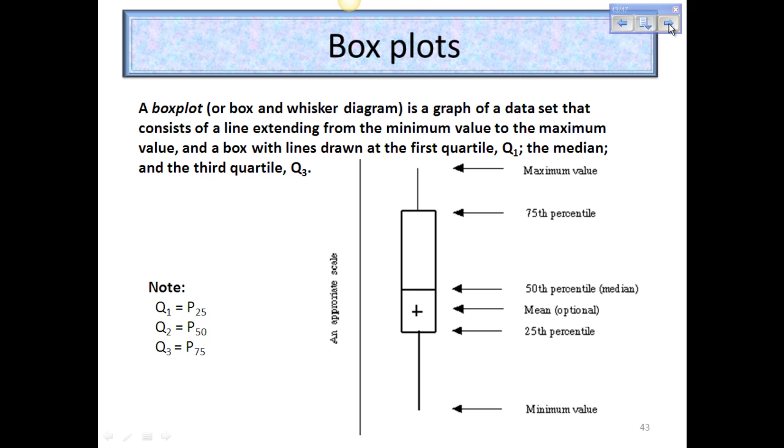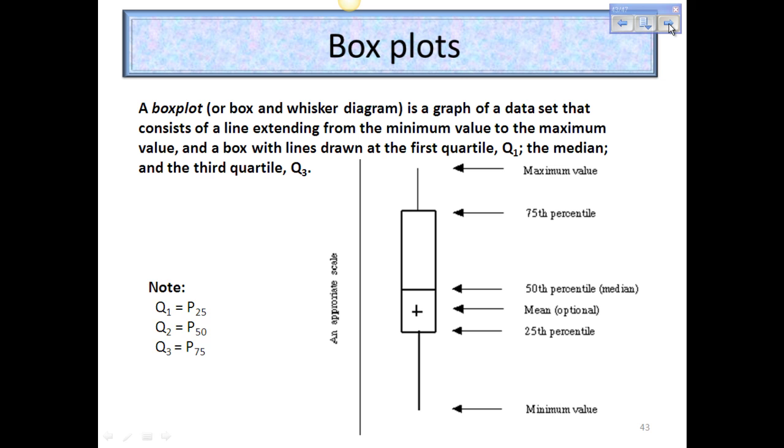So a box plot is a graph of a data set that consists of a line extending from the minimum value to the maximum value, and a box with lines drawn at the first quartile, the median, and the third quartile. So we have a box plot here, and we have several things labeled. Down at the bottom we have our minimum value. We have our 25th percentile.